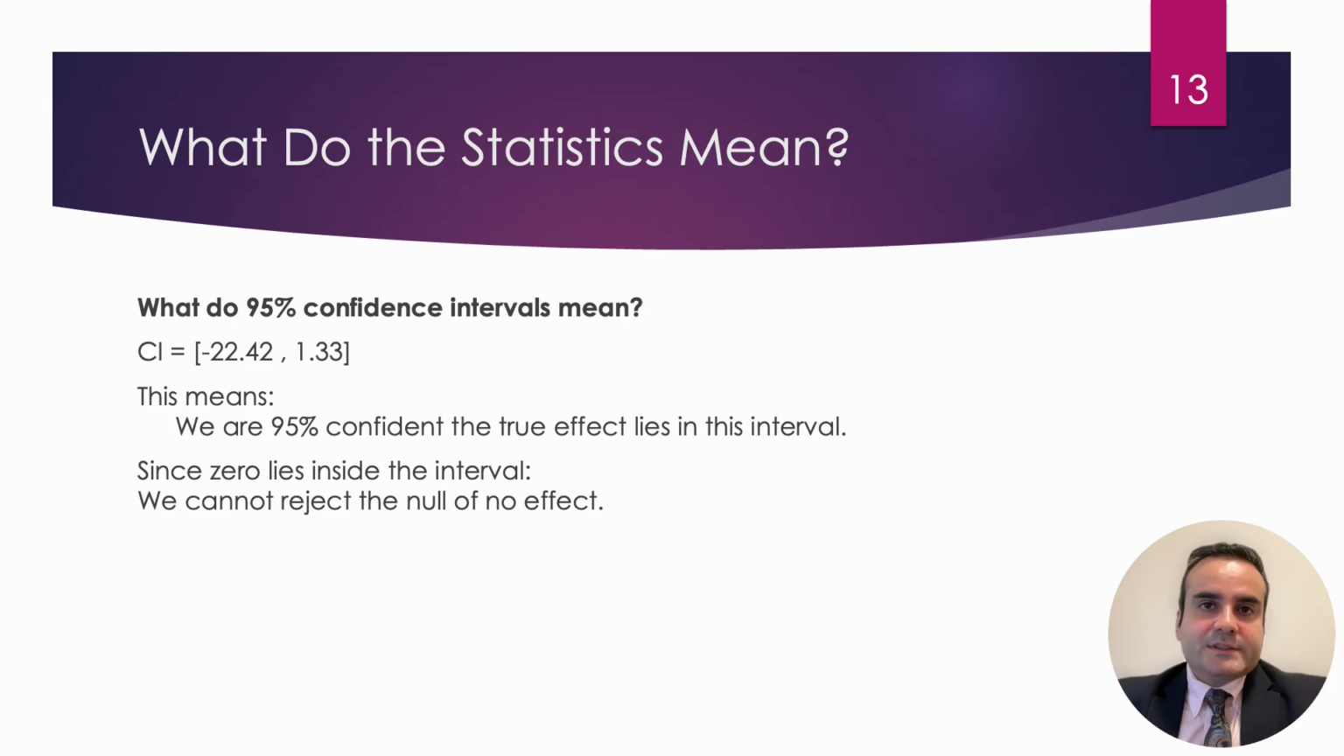The 95% confidence interval provides a range of plausible values for the true effect of maintenance on output. In this model, the interval ranges from approximately negative 22.42 to 1.33. Since 0 lies within this interval, the data do not provide strong evidence that maintenance has a statistically significant impact on production.